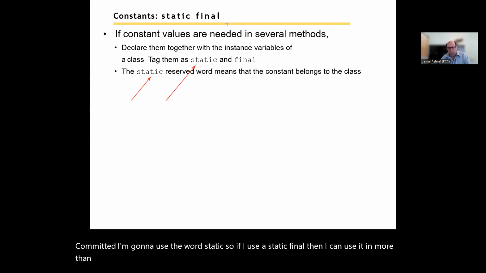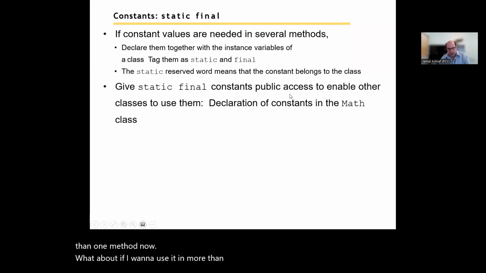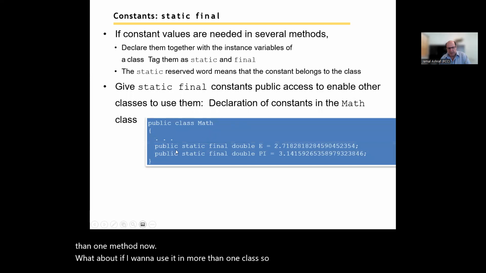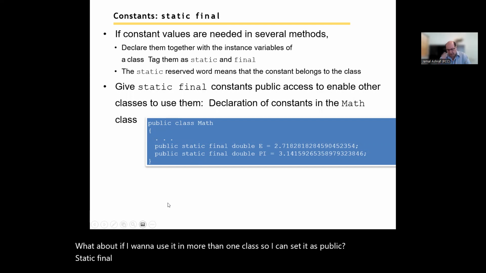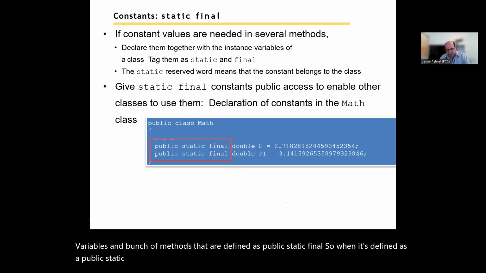Now, what about if I want to use it in more than one class? So I can set it as public static final. Then other classes and everywhere else, they can use it. A good example of that is the Math class, which has a bunch of variables and a bunch of methods that are defined as public static final. So when it's defined as a public static final, I don't have to create an object.